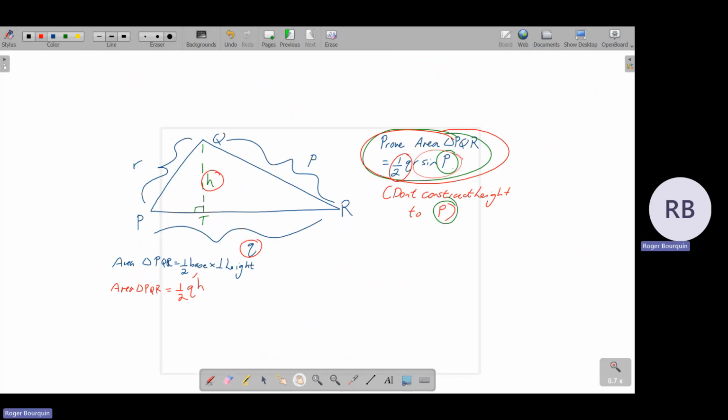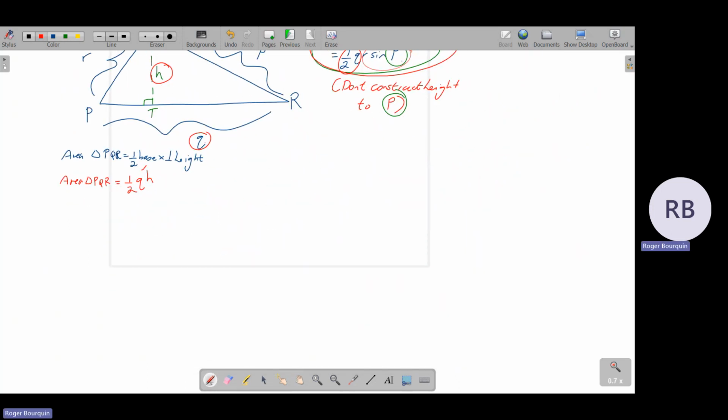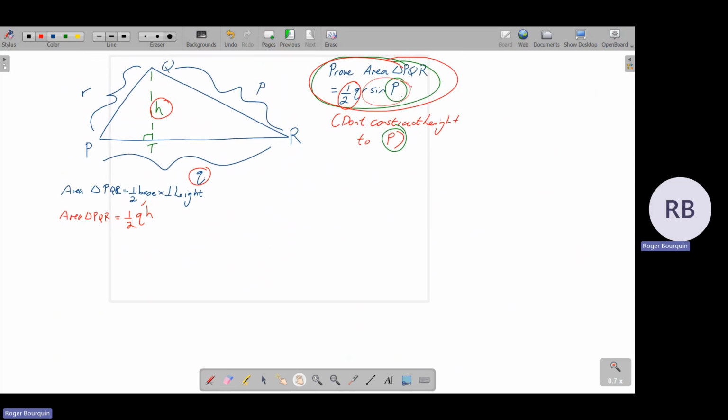So I need to go find a right angle triangle which links up H with angle P. Here's angle P, and here's H. So I must be working in this blue triangle over here, triangle PQT. I'm going to use sine as opposite over hypotenuse, SOHCAHTOA. If I label the triangle according to angle P, this is opposite P, and this is opposite the right angle, so that's your hypotenuse in that blue triangle over there.